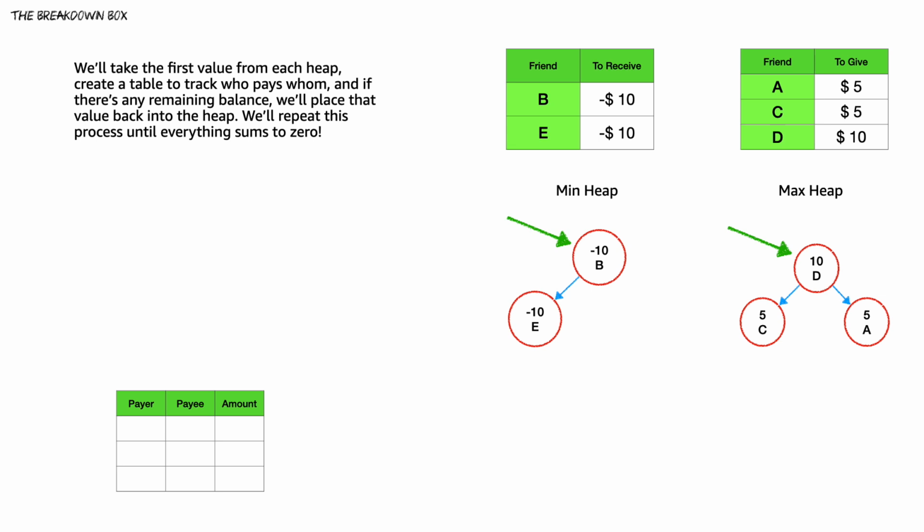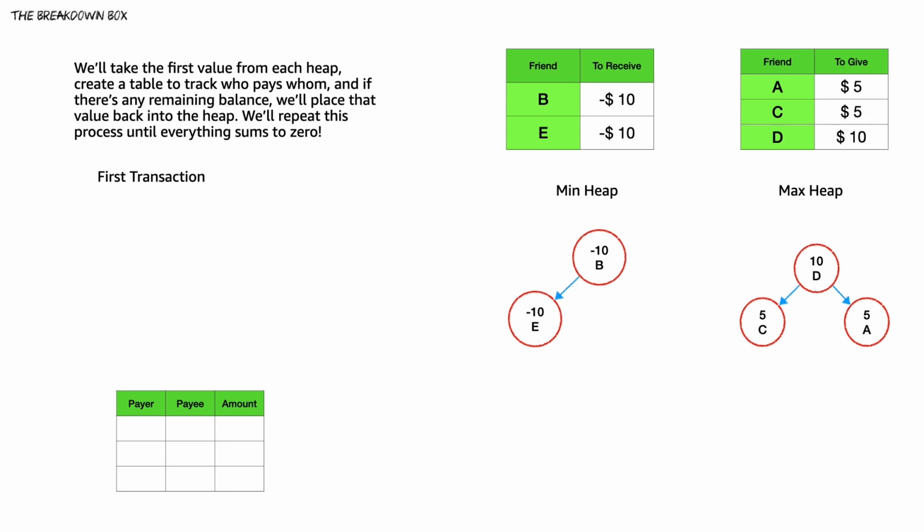Now that we have our heaps set up, let's walk through the process of simplifying transactions step by step. We'll take the first value from each heap, create a table to track who pays whom, and if there is any remaining balance, we will place that value back into the heap. And we will repeat this process until everything sums to zero.